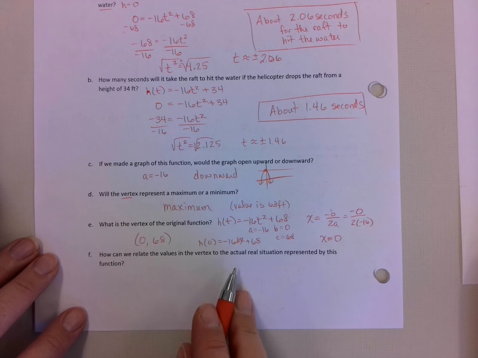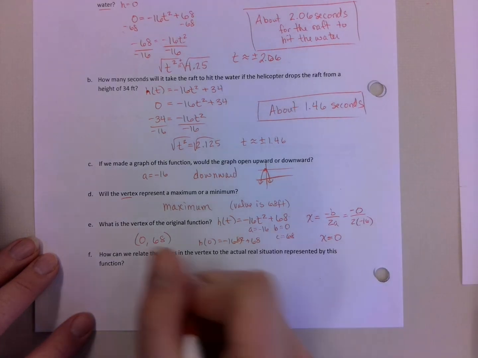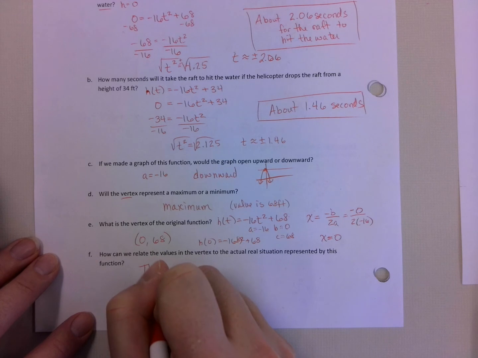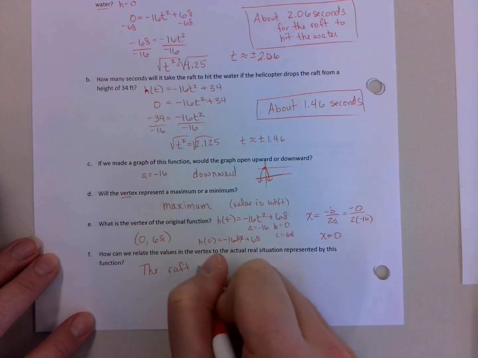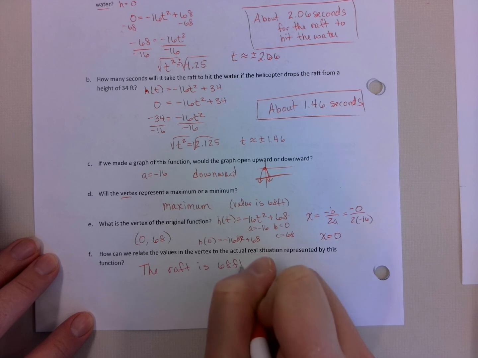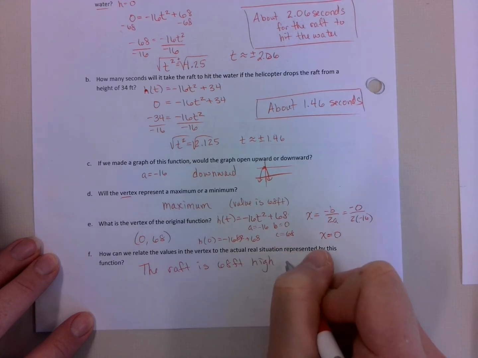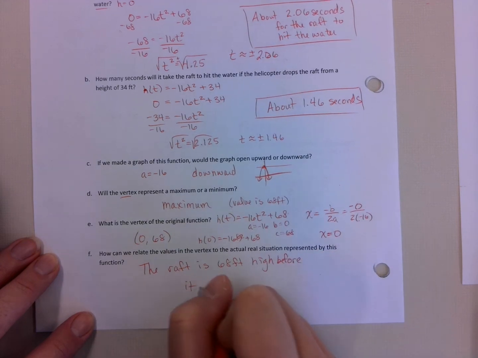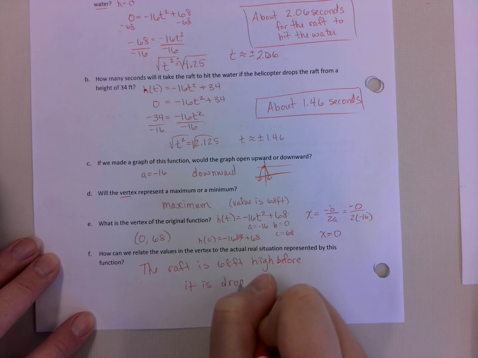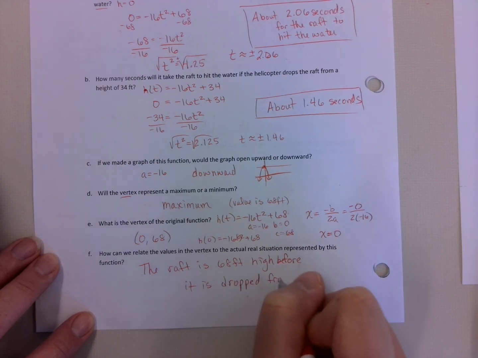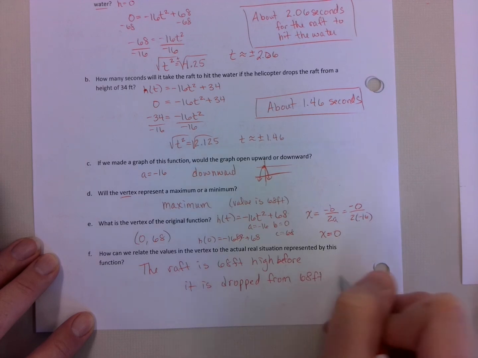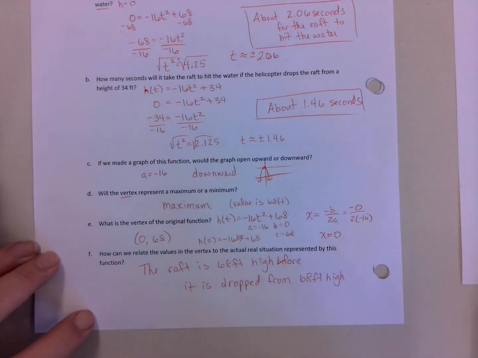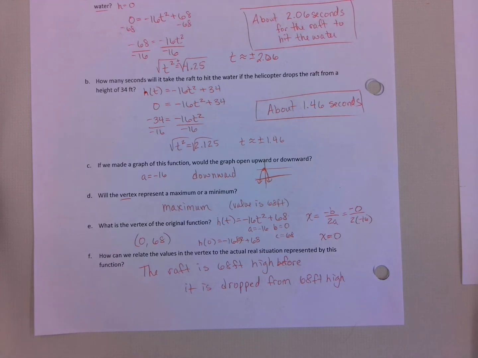How can we relate the values in the vertex to an actual real representation? Well, there it is. The raft is 68 feet high before it is dropped from 68 feet high. 68 feet high is your initial height, and then we're going to drop it. So in 0 seconds, that raft hasn't moved. Okay, well, keep working on these, and we will talk soon.